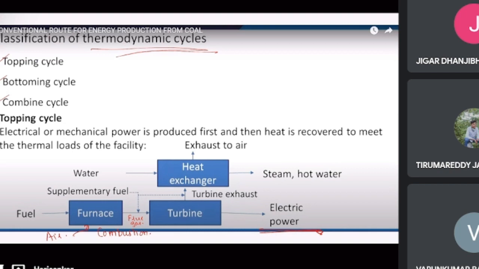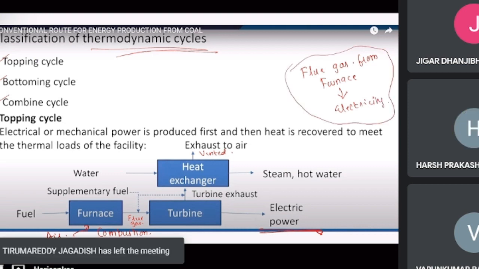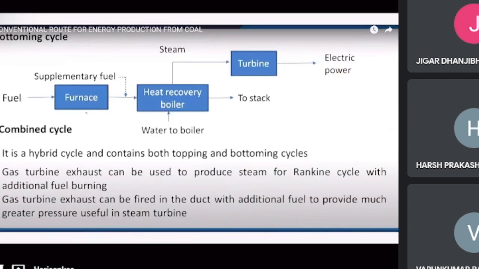And then this turbine exhaust is sent to a heat exchanger to exchange the heat, and the cooled down flue gases are vented out, right? So what happens here is you use the flue gases from the furnace directly to produce electricity. So that is the topping cycle.